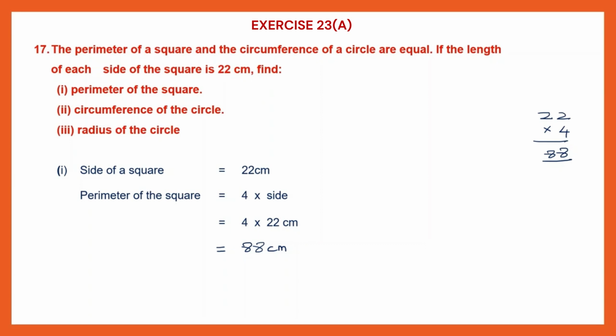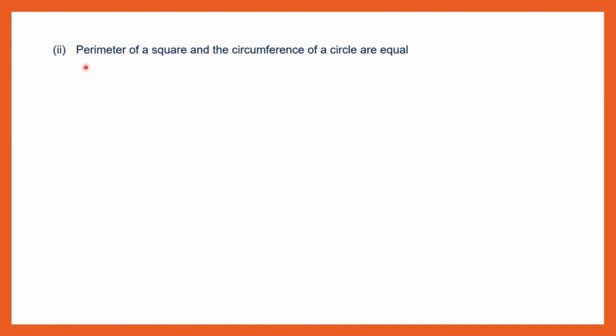So now that we have the perimeter, we can go on to the next question. Now we'll move on to the second question. What is given to us is this: perimeter of a square and the circumference of a circle are equal. Now we've been asked to find the circumference of the circle. We've already found the perimeter. So perimeter of the square and circumference of the circle are equal. So the circumference is 88 centimeters.